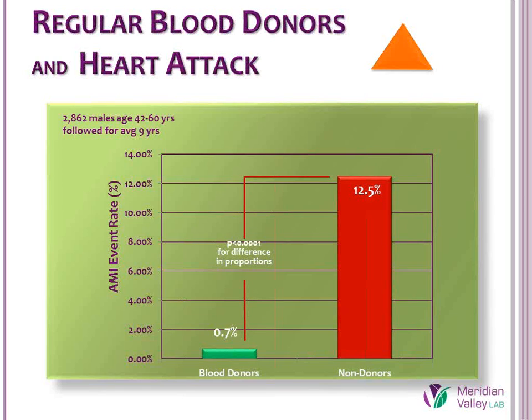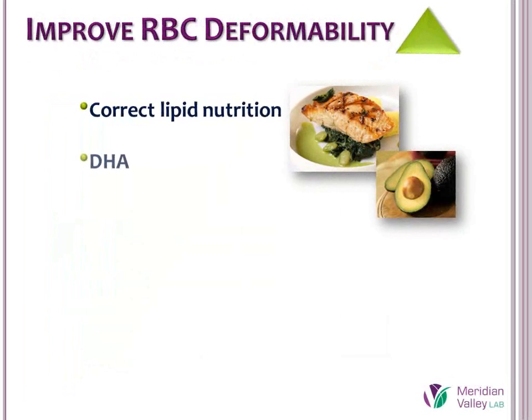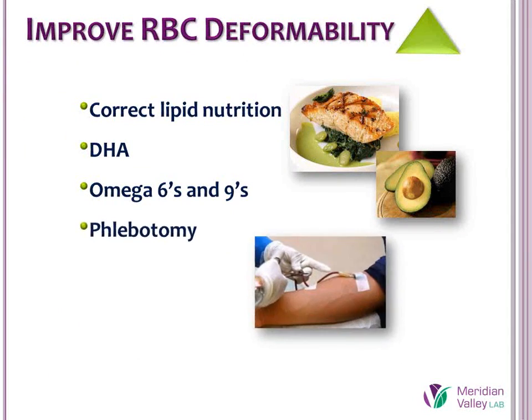Okay, so that's hematocrit. Now let's improve red blood cell deformability. Want to use correct lipid nutrition, or correct their lipid nutrition using DHA, omega-6s and 9s. And phlebotomy again. Now, why would phlebotomy improve red blood cell deformability? Well, remember, young red blood cells are more flexible than older red blood cells. So regular donation helps your red blood cell flexibility as well as reducing your hematocrit.